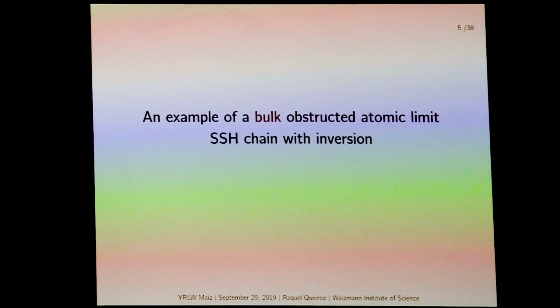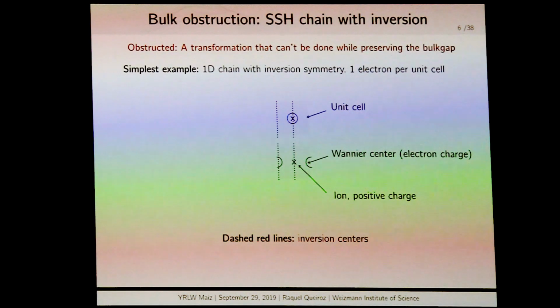So in order to set the language straight, let's think about a simple bulk obstruction, and that would be just the SSH chain with inversion symmetry. So in this system, you have a single electron per unit cell. And inversion symmetry tells you that that electron may be either in the center of the unit cell or at the edge of the unit cell.